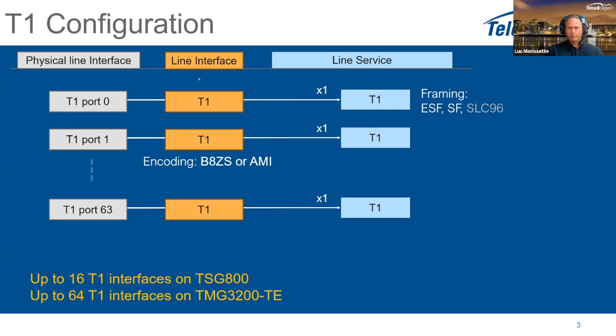Each one needs to be named in the configuration. Either you use your own naming scheme, or we came up with a naming scheme that we can use with the Metaswitch service, so that it's clear in all of the types of devices what the naming conventions are. We can help you with that, and I will show you some of them later. The TSG800 has up to 16 T1 interfaces, and the TMG3200-TE has 64 T1 interfaces.